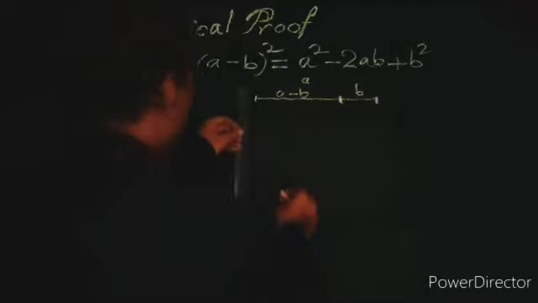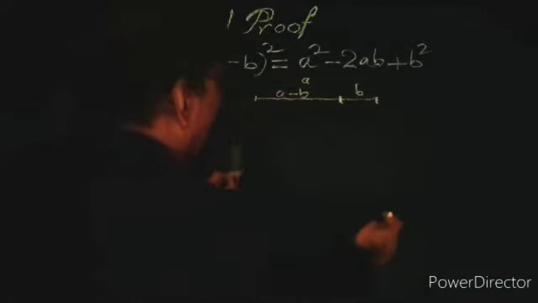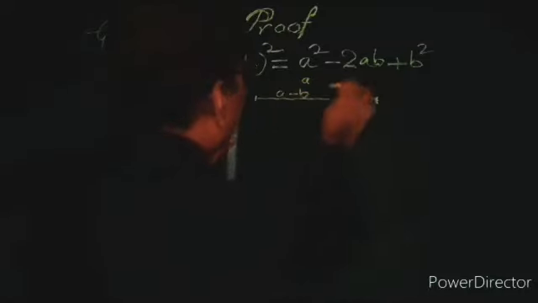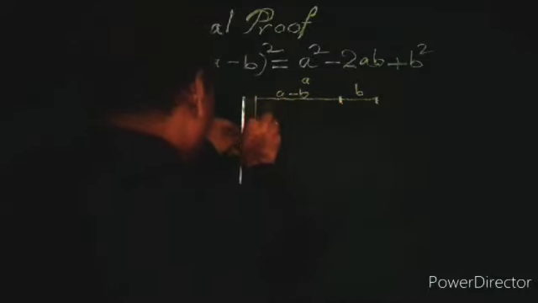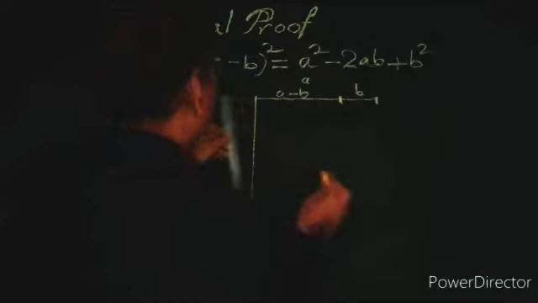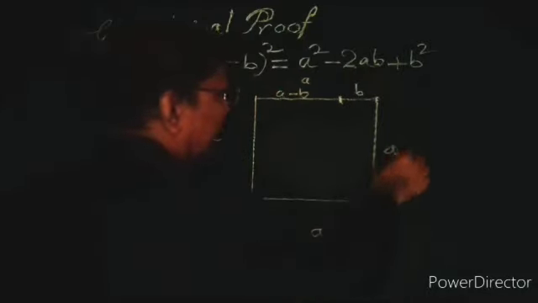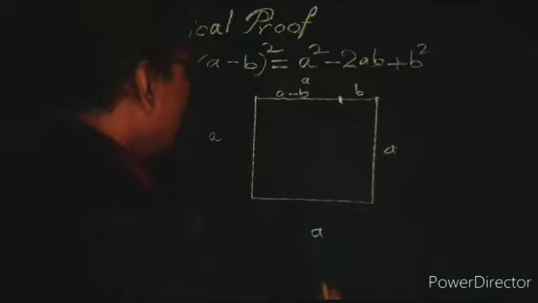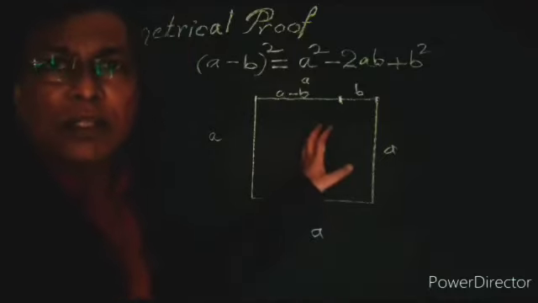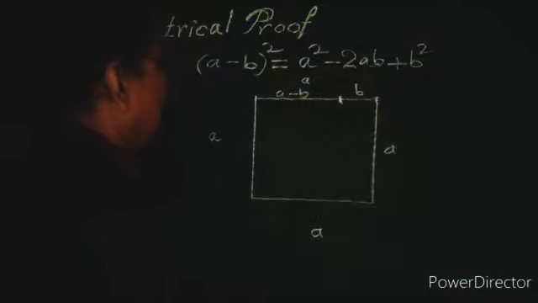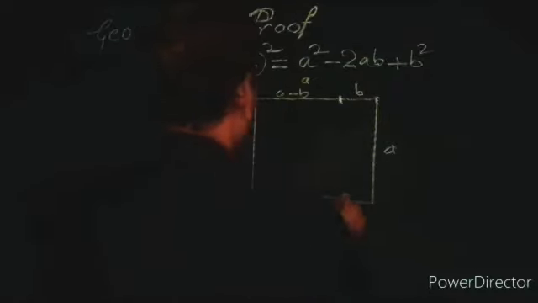Now, let us draw a square by taking the side a. This is the square of side a. Each side is of length a. Now, let us draw possible quadrilaterals in this square. Here is one quadrilateral possible.